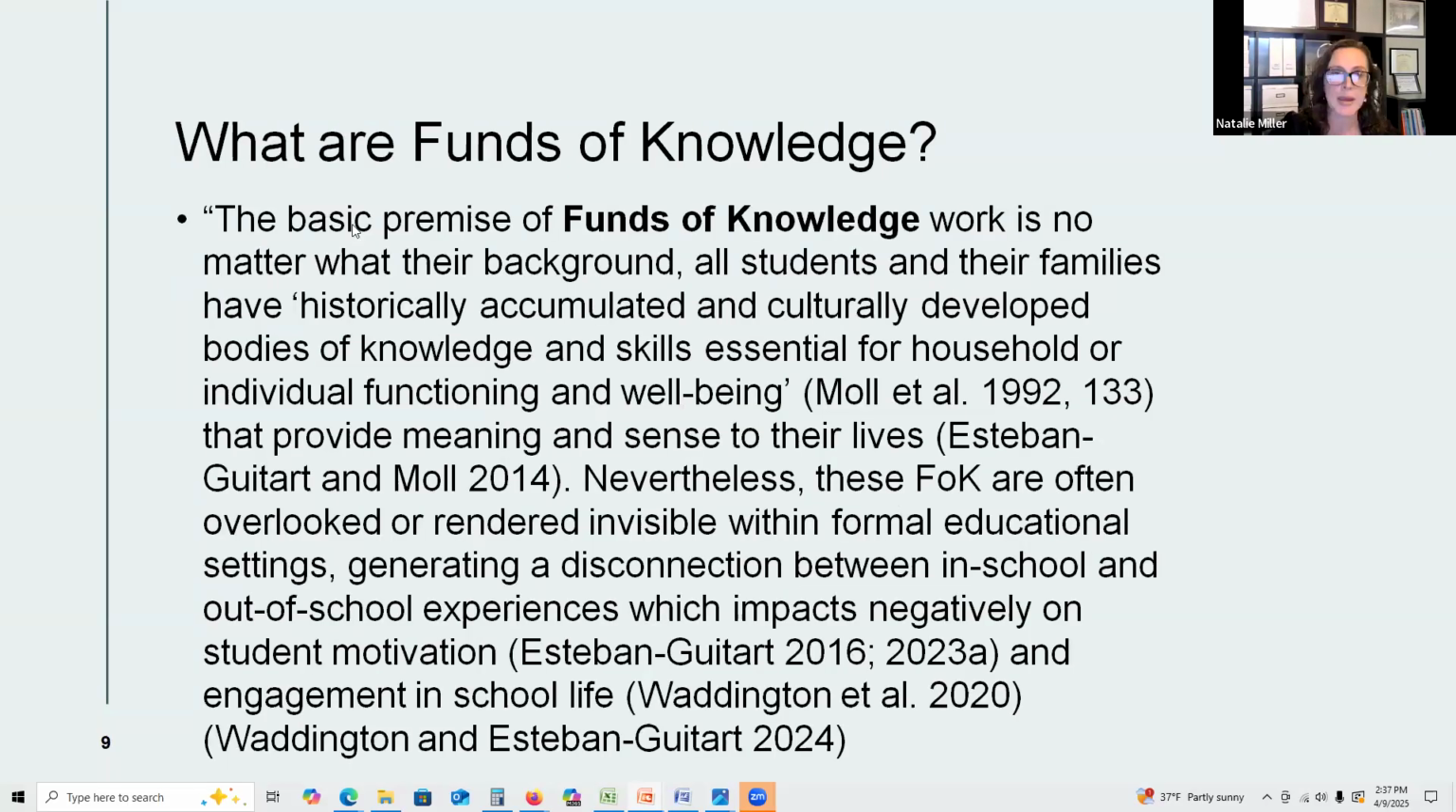So what are the funds of knowledge? So the basic premise of funds of knowledge work is no matter what their background, all students and families have these historically accumulated and culturally developed bodies of knowledge and skills essential for household or individual functioning and well-being that provide meaning and sense to their lives. Nevertheless, these funds of knowledge are often overlooked or rendered invisible within formal education settings, generating a disconnection between in-school and out-of-school experiences, which impacts negatively on student motivation and on engagement in school life.